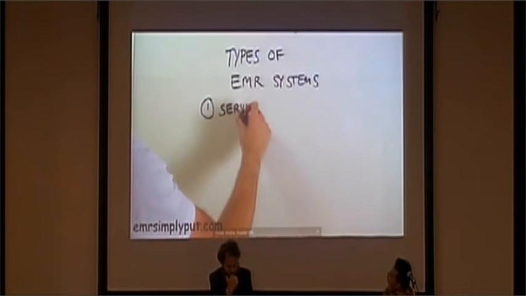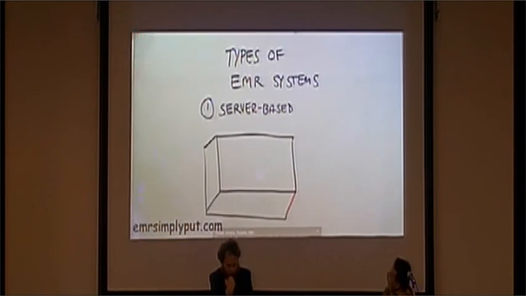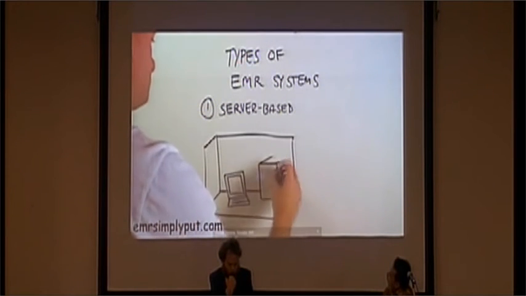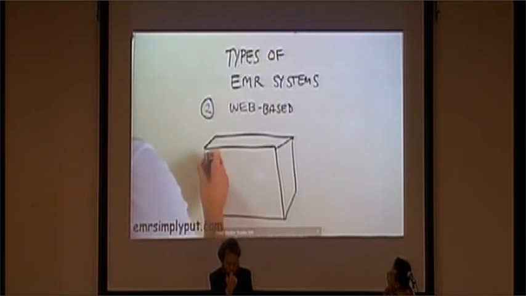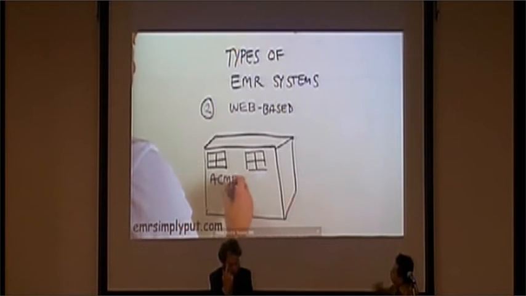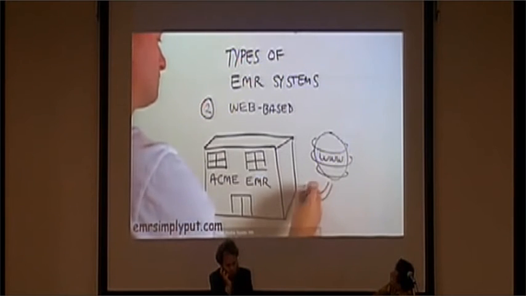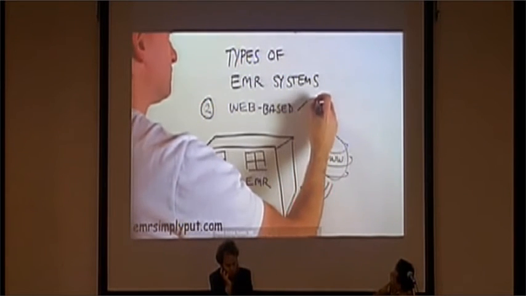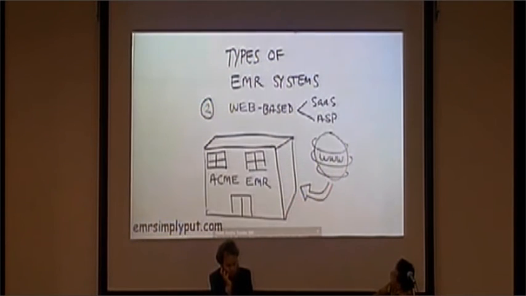Now, let's look at the two main types of EMR systems. Number one is a server-based EMR system, one that is typically located on the practice premises on a specialized computer called a server. Number two is a web-based EMR system, which is generally located off-site on the EMR company servers, and the medical practice accesses it via the internet. This is also known as software as a service or application service provider.